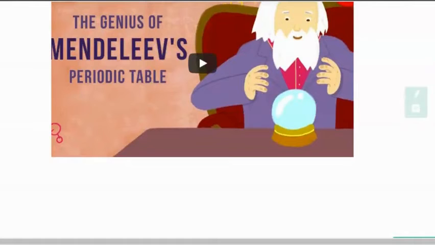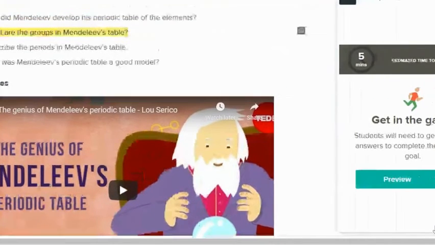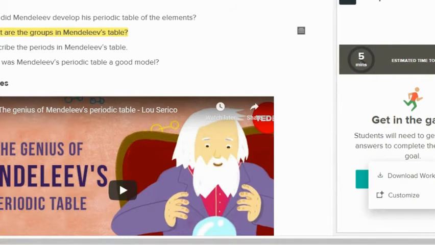And then when you get to the bottom, you're going to see this practice, this little button down here in the lower right that says view practice. And when you click on that, it gets you over here and it says students will need to get 10 correct answers to complete their practice goal. Now you can print this out. You don't want to do that. What you want to do is hit preview.